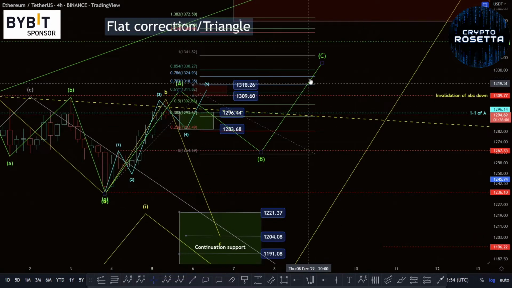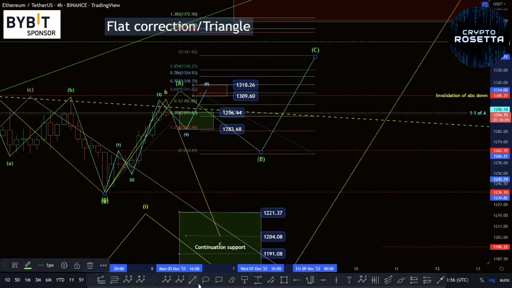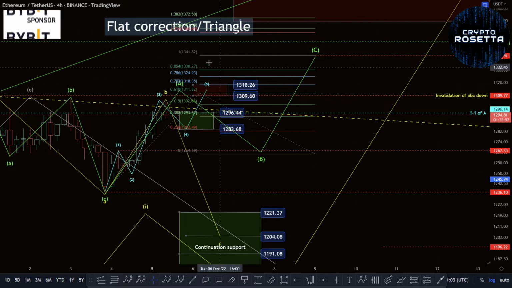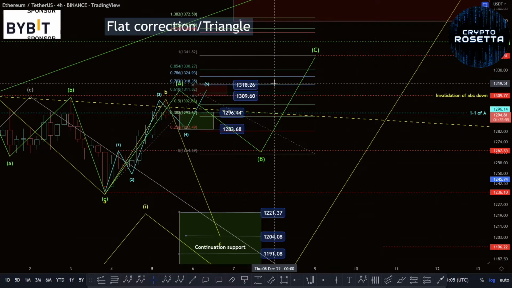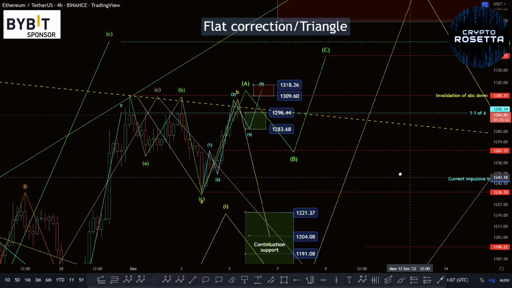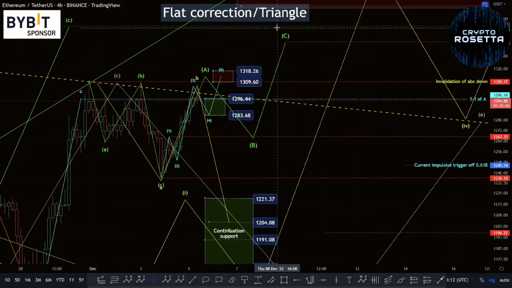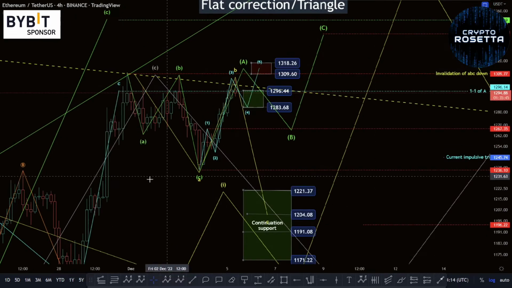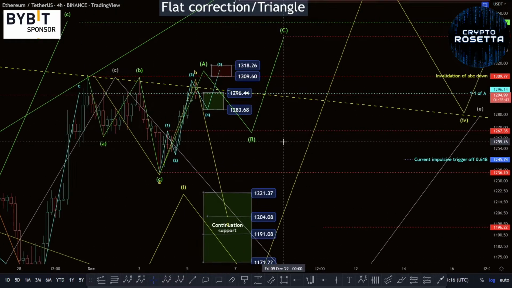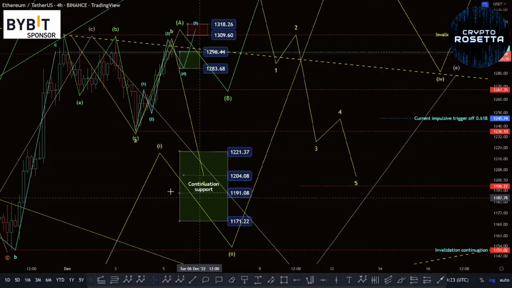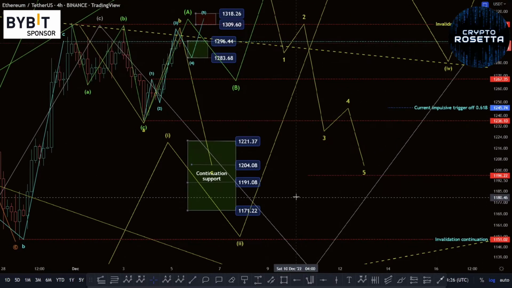This is obviously very rough and it depends on how the waves form exactly. But what we could then be looking at is something like this, where we form a zigzag to the upside here and look to target out this 1341 area before this breaks down again in a 5-wave move, and that could just be a flat correction within this corrective move. So basically what we would be looking for if this happens is a 5-wave move which would target down further into this lower area here.